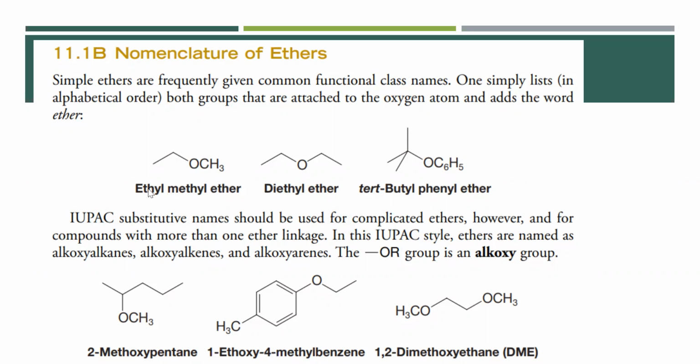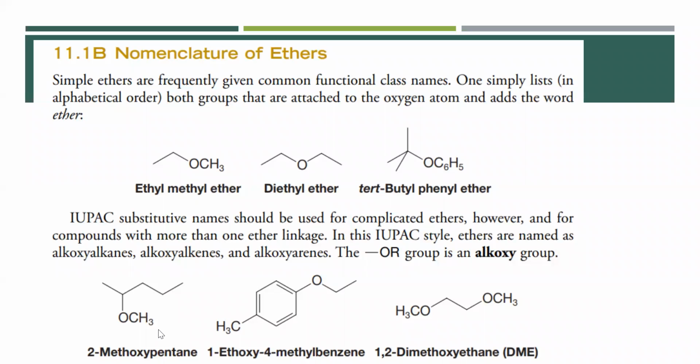And usually you have to say it in alphabetical order. Okay, so ethyl methyl ether, you have diethyl ether. You have here your phenyl and you have your tert-butyl. So mag-una si butyl kaysa kay phenyl. So you have your tert-butyl phenyl ether.